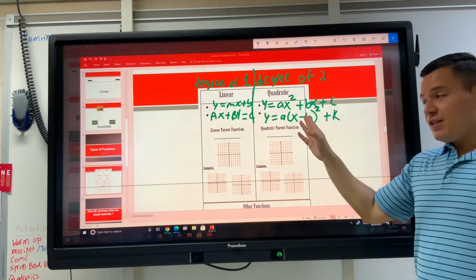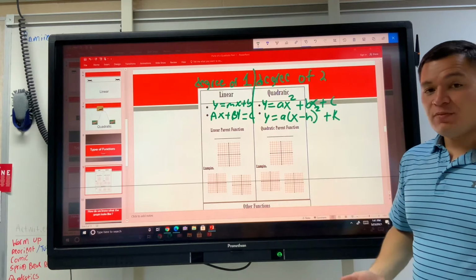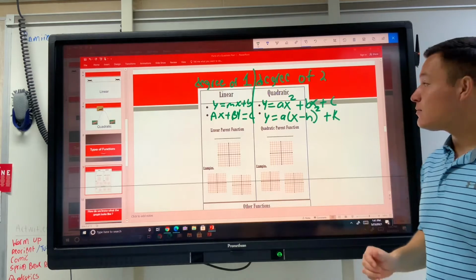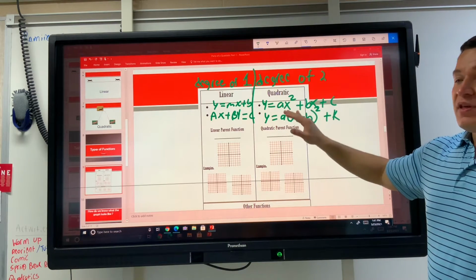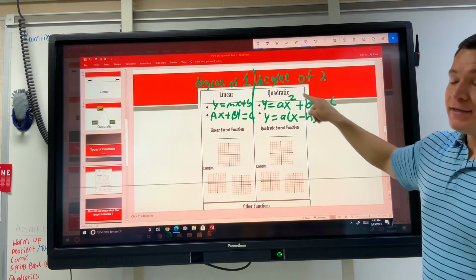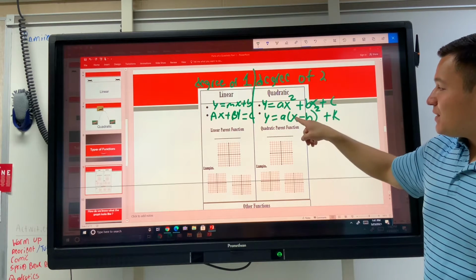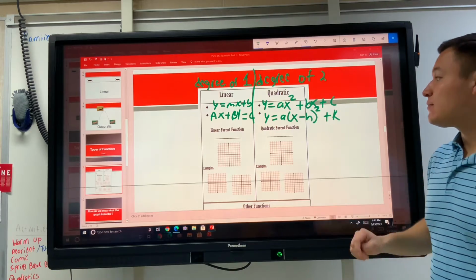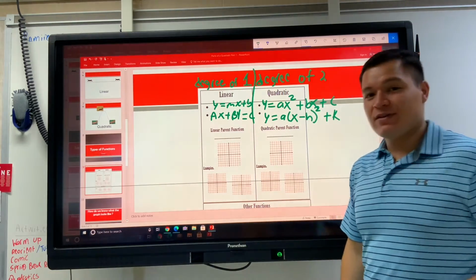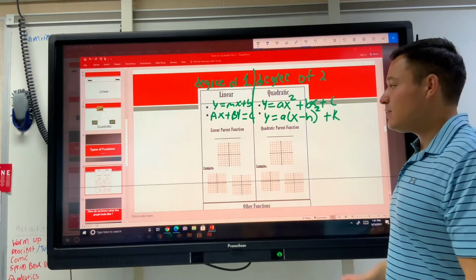Whenever you have this h and k, these are going to help us find the vertex, and we'll talk about the vertex in some other day's lesson. So the most important thing about these two equations for quadratic is they have a squared somewhere so that that squared applies to an x. If the y was squared, that makes a different type of equation, which you'll learn about in pre-calculus.